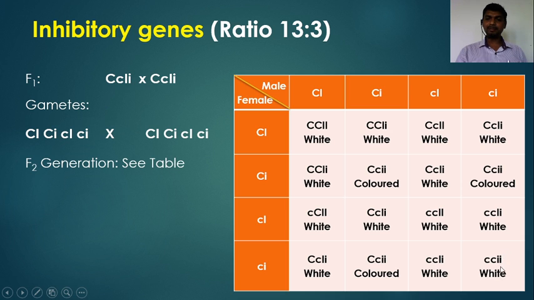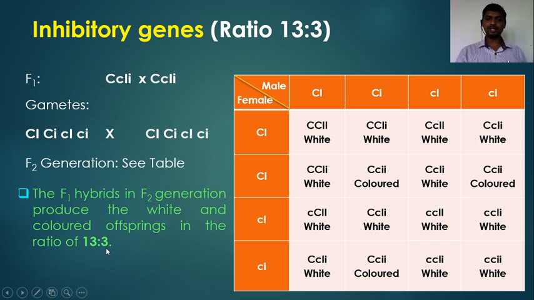Here the inhibitory gene is recessive, but the colored gene is also recessive. If it is dominant, it is able to produce the color. But in this case, the color gene is recessive, so it is not able to express. So the progeny is white. If you see the 16 different genotypic combinations, we get a phenotypic ratio of 13:3. The F1 hybrids in the F2 generation produce white and colored offspring in the ratio of 13:3. So 13 are white and 3 are colored.